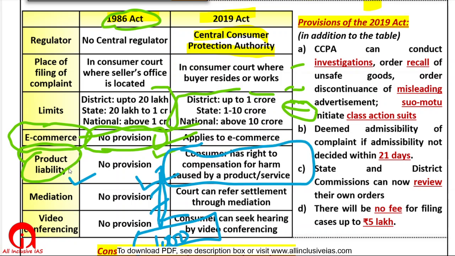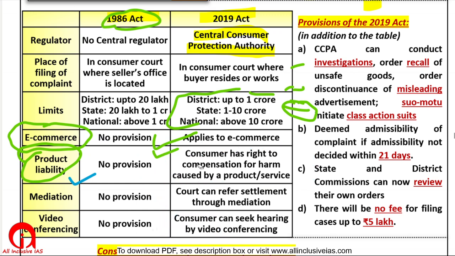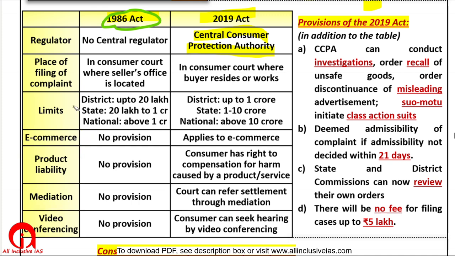This product liability has been specifically mentioned now in the Act. Earlier it was not mentioned in the Act, but after various court rulings it was allowed. Product liability was allowed on a case to case basis. Mediation provision has been introduced now, and video conferencing has been introduced, right? Some additional points about this Act. This central authority can conduct investigation or order recall of unsafe goods.